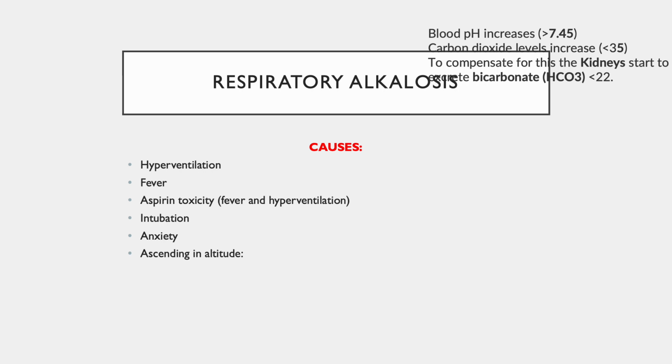All right, so what is happening in respiratory alkalosis? With alkalosis, our blood pH is going to be greater than 7.5. Our carbon dioxide level is going to be less than 35. And to compensate for this, the kidneys start to excrete bicarb. So what causes respiratory alkalosis? That's going to be hyperventilation, so excessive respiration. This patient is going to be expelling too much carbon dioxide, right? If we are expelling all that carbon dioxide, it is not able to mix with water to make these hydrogen ions. So this patient is going to be very basic.